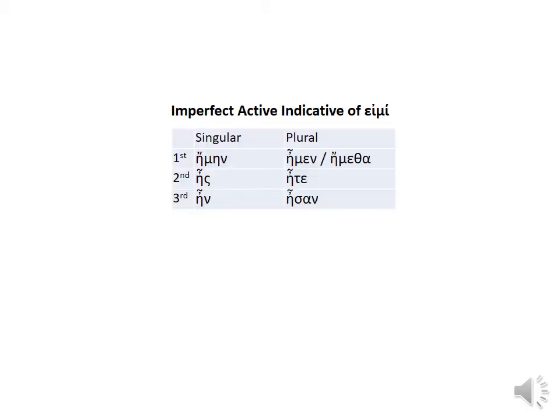Introduced in this chapter also is the imperfect active indicative of eimi. If you remember, eimi means I am. In the imperfect tense, it would mean I was. So ēmēn, I was. Ēs, you were. Ēn, he was. Ēmen, we were. Ēte, you all were. Ēsan, they were. So again, this is a somewhat irregular verb, but you can see the resemblance of the personal endings that you just learned.